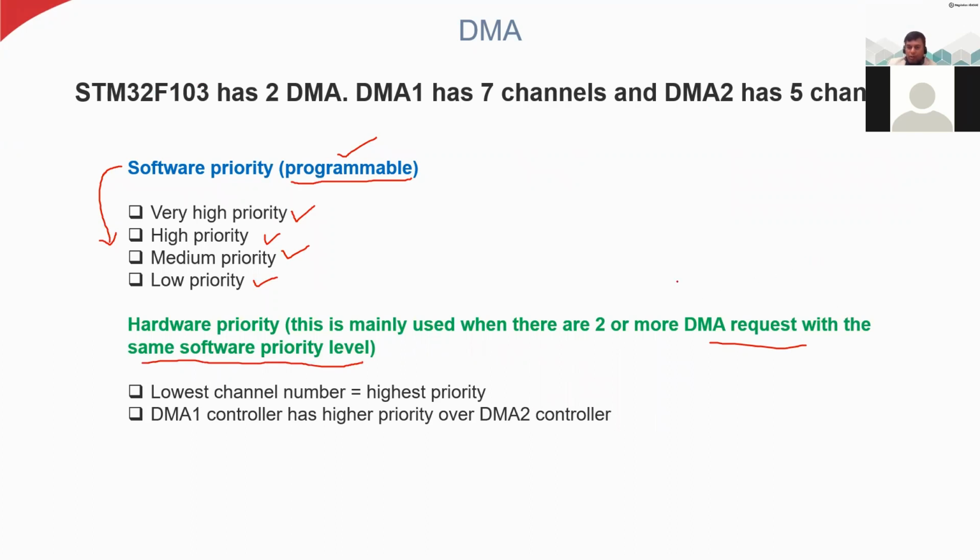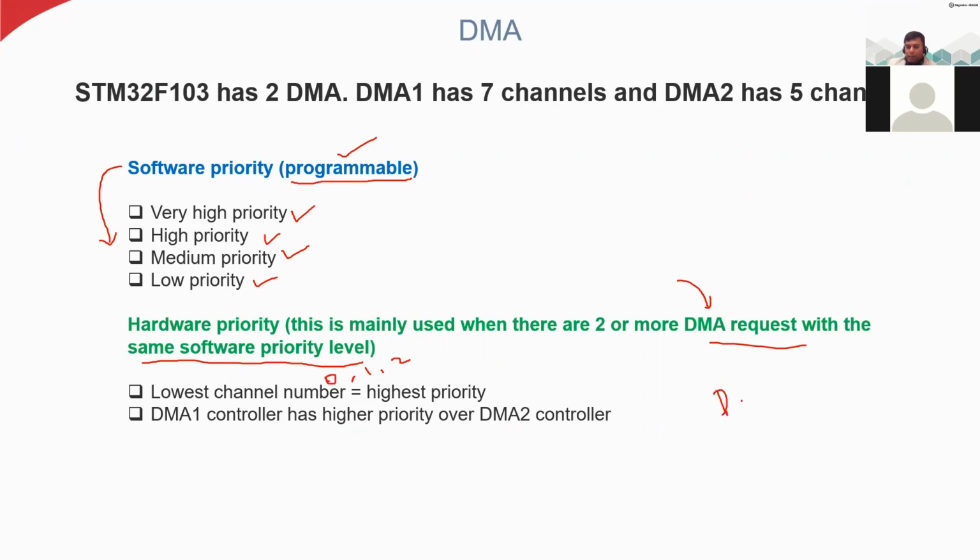So we have more than one DMA. We have DMA 1 and DMA 2, and each one has several channels. If they come up with the same priority level, then we have to go to the sub priority. The lowest channel number has the highest priority, so 0 is the highest priority, and as it goes 1, 2, 3, the priority moves down. And the DMA 1 controller has higher priority than the DMA 2 controller.